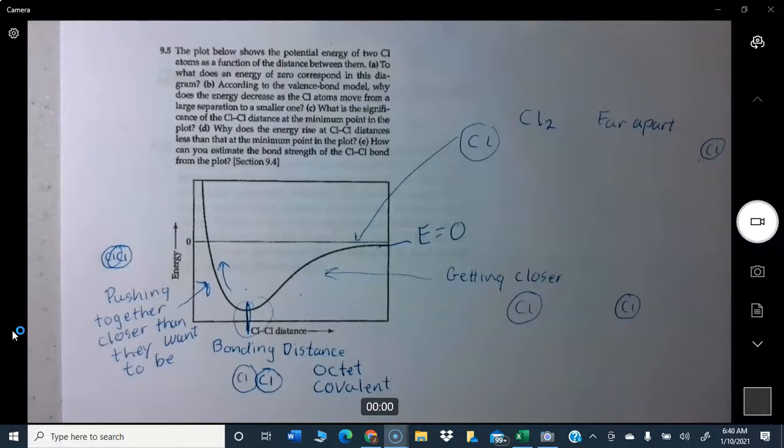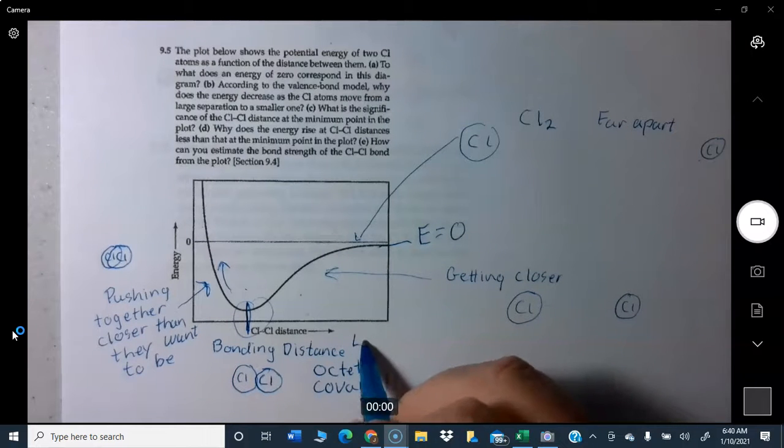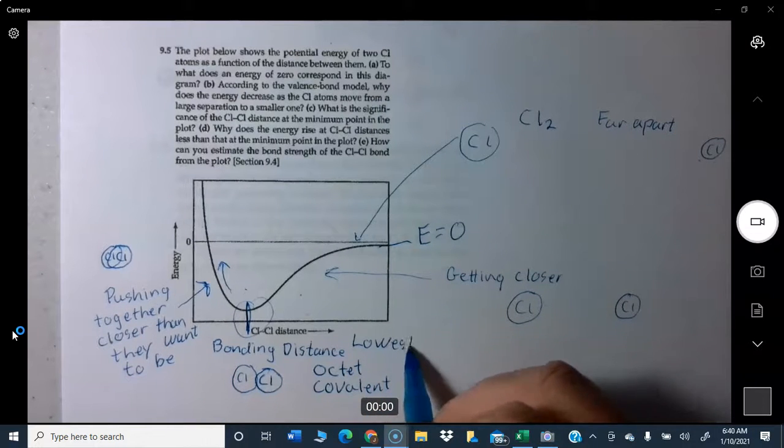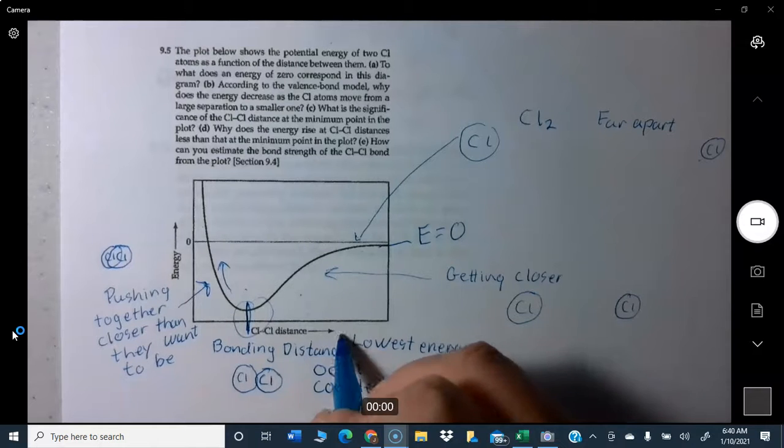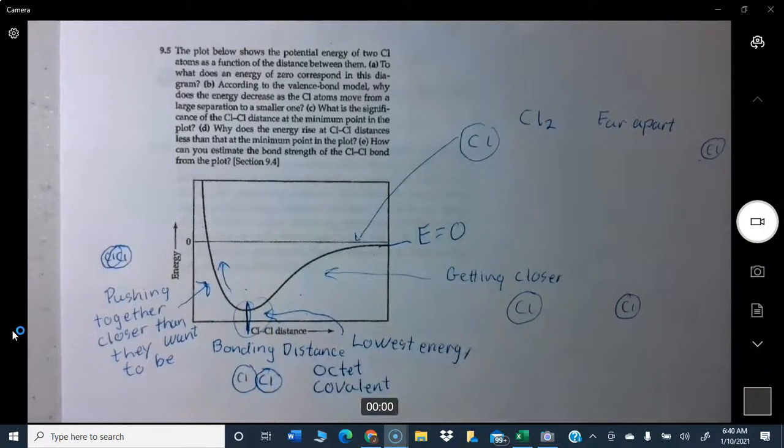What is the significance of the Cl-Cl distance at a minimum point in the plot? And that's what we said, it's the lowest energy. I'll go ahead and write that. You go ahead and put this in complete sentences. Lowest energy.